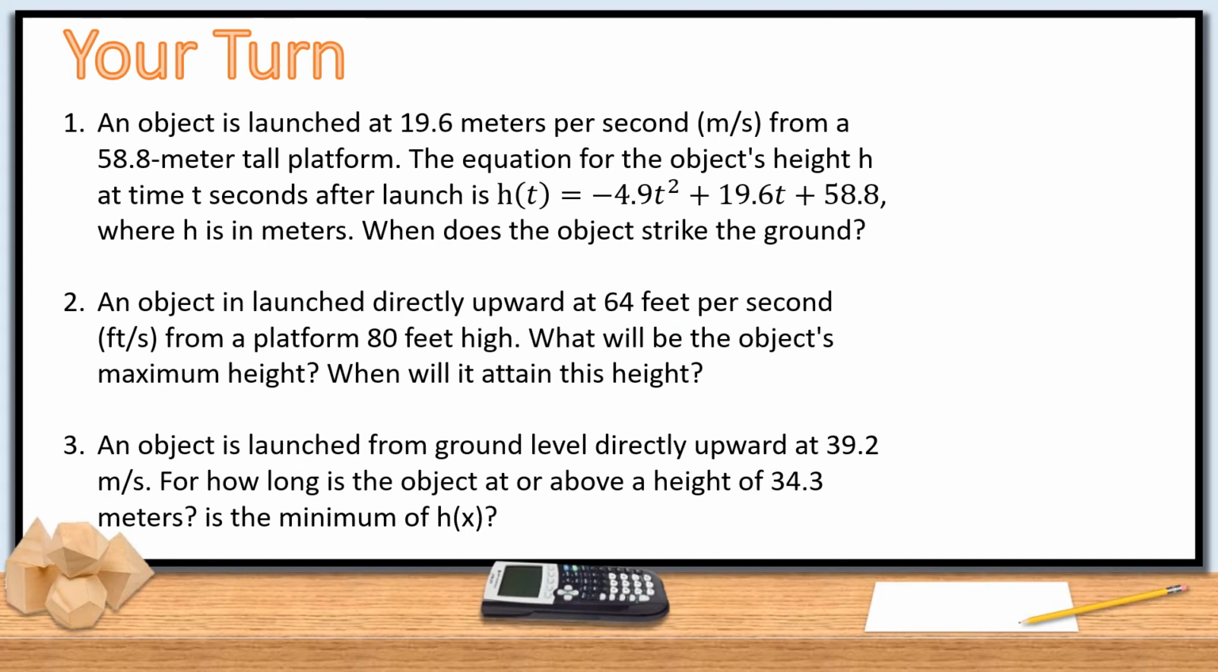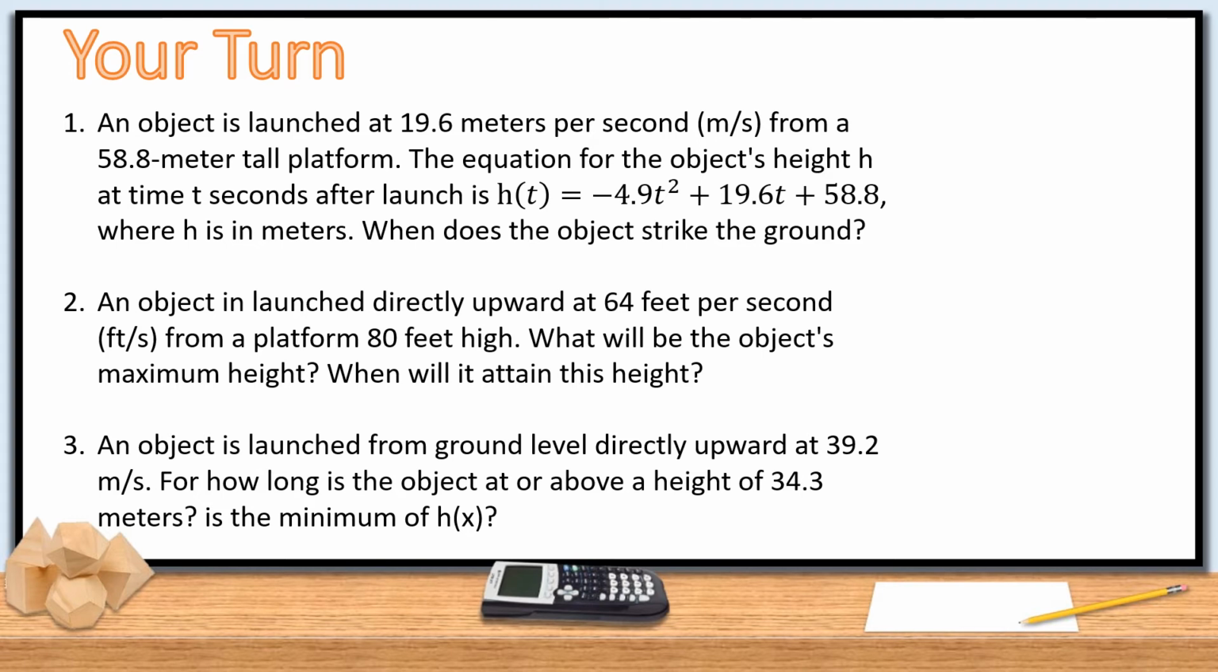All right, so your turn. Object launched at 19.6 meters per second from a 58.8 meter tall platform. The equation for the object's height at time t is h of t is minus 4.9 t squared, so this is a meters one, plus 19.6, that's our initial speed, and 58.8 is that h of 0, the initial starting height. When does the object strike the ground? So when is the height going to be 0? So how long does it take for it to get back to the ground again?